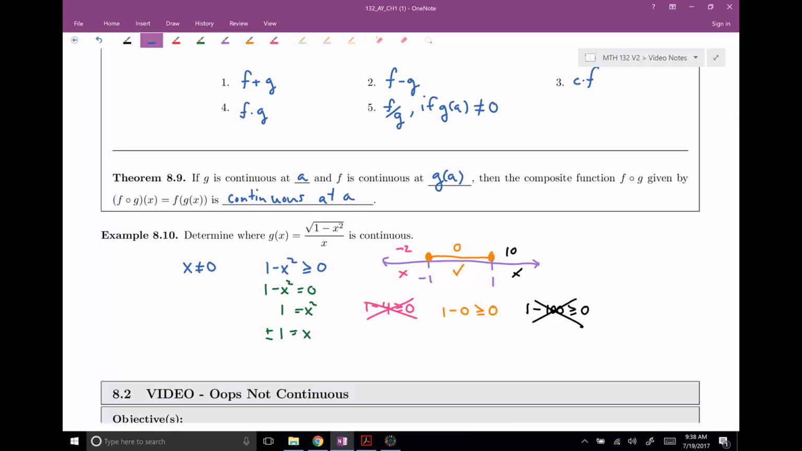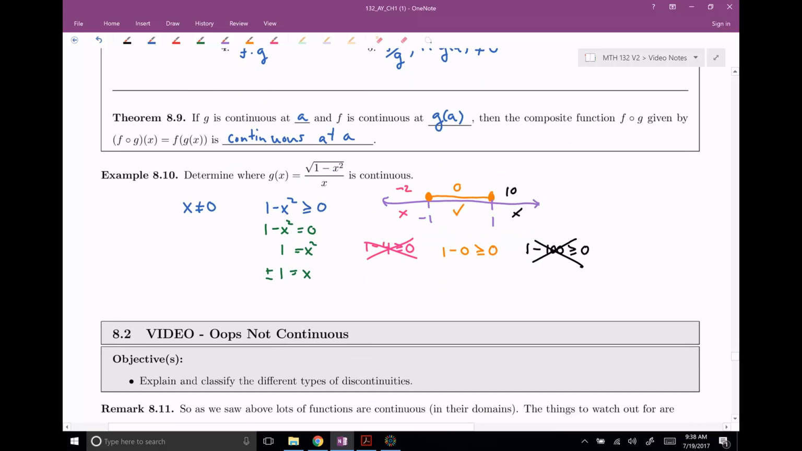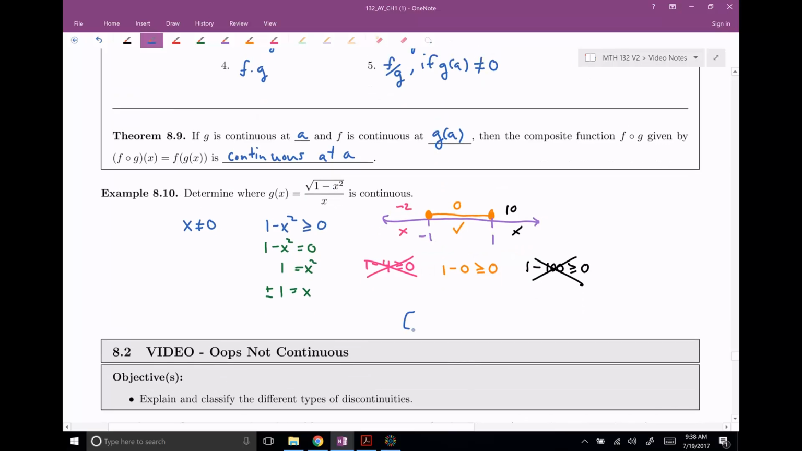Okay, so the domain of this numerator bit is between -1 and 1, and we don't want x to be equal to 0. So where is this function continuous? Well, it would be everywhere from -1 up to 0, but not including 0. Then we can continue on our way to 1. So this will be our final answer. This is where the function is continuous.